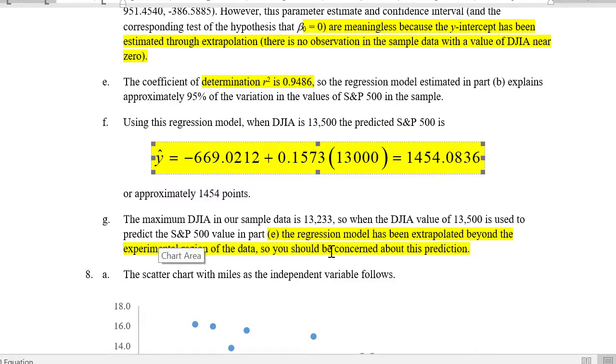Then for part G, did you understand that the value you're looking for, 13,500, is beyond the range of the DJIA, Dow Jones Industrial Average, used to develop the regression model? I wanted you to be able to notice that it's outside of the bounds of your regression model, and it's probably not going to be good to go outside of that and extrapolate.